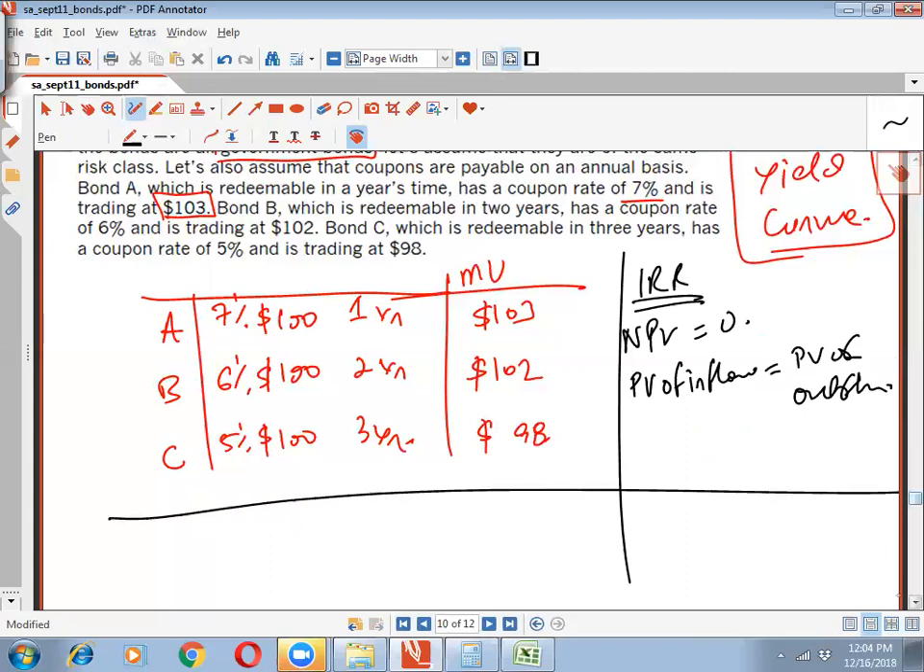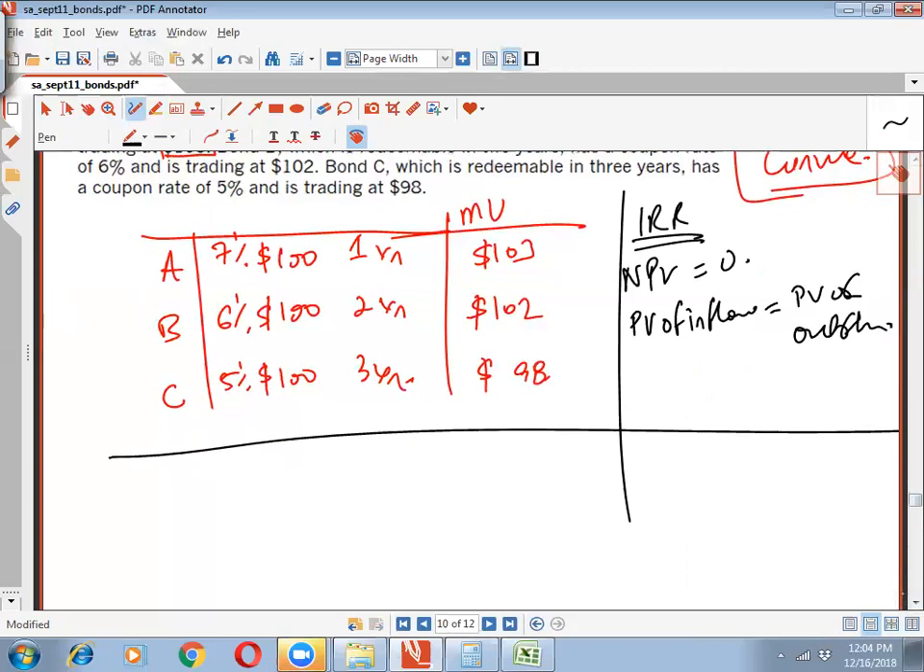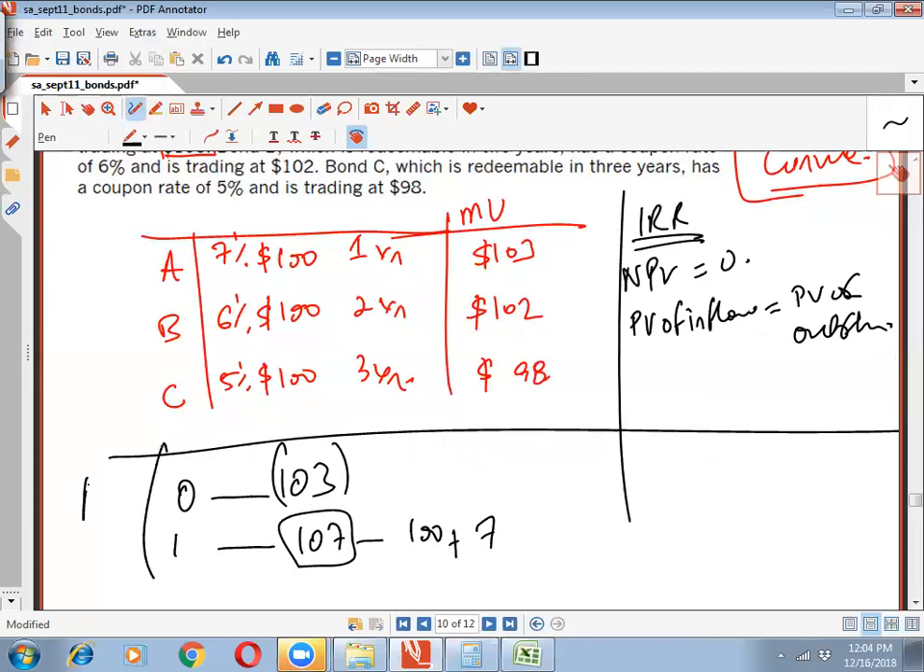Now let's discuss bond one. Basically, what is actually happening with bond one is, think from the perspective of an investor. Being an investor, you would invest 103 in year 0, and you would get 107 in year 1. How 107? Because there is going to be a $100 redemption plus $7 interest. So an investor investing in bond A is going to invest 103 at year 0, and he will get 107 in the first year.